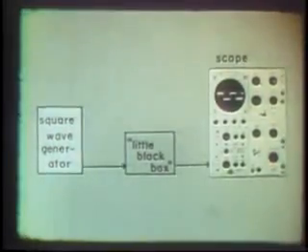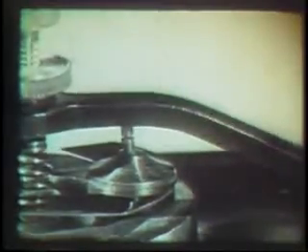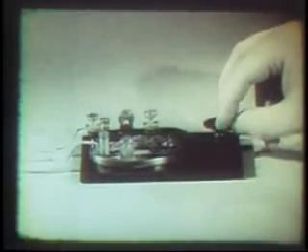First of all, we need a square wave generator. There are several methods of producing a square wave. Perhaps the simplest is by switching a DC voltage on and off. However, this method is cumbersome and inconsistent, and it is difficult to attain a very high repetition rate.